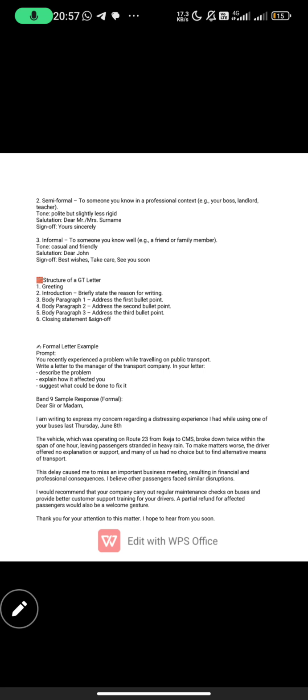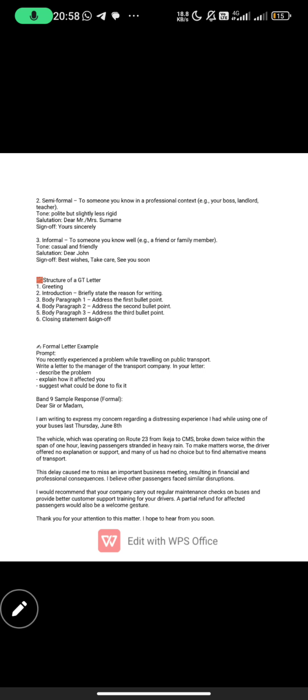Okay, now look at this formal letter. You recently experienced a problem while traveling on public transport. Write a letter to the manager of the transport company. Your letter should describe the problem, this is the first bullet point, explain how it affected you, the second bullet point, and suggest what could be done to fix it, the third bullet point.